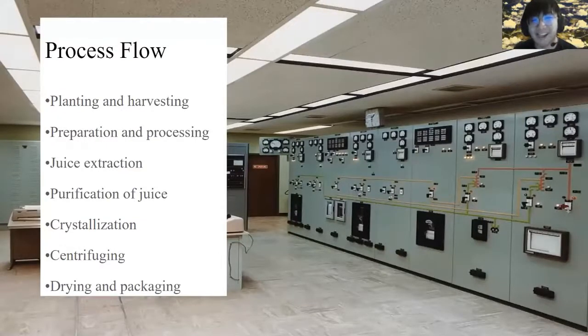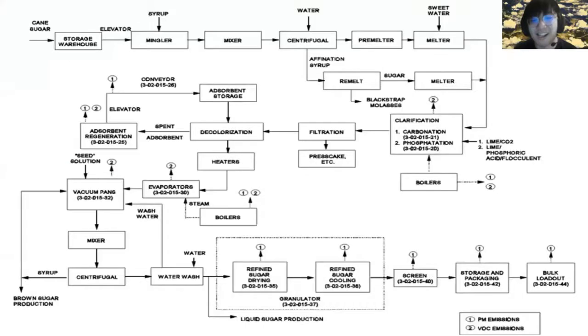This is the process flow for sugarcane, which are planting and harvesting, preparation and processing, juice extraction, purification of juice, crystallization, centrifuging, drying, and packaging. This is the process diagram that shows the processes that are used to turn sugarcane into sugar. Next slide, please.